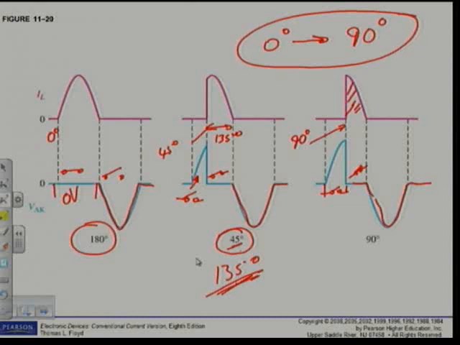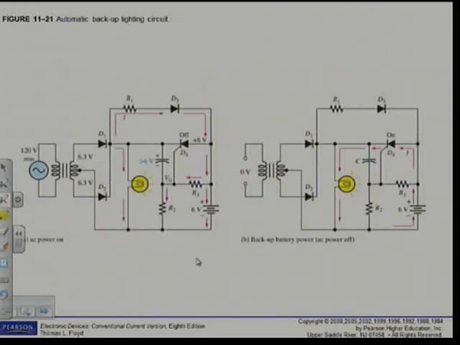Alright, on page 565, figure 11.21. That is also now a practical application where we make use of a SCR. It's quite an interesting circuit. Some of previously work done by you in S1.